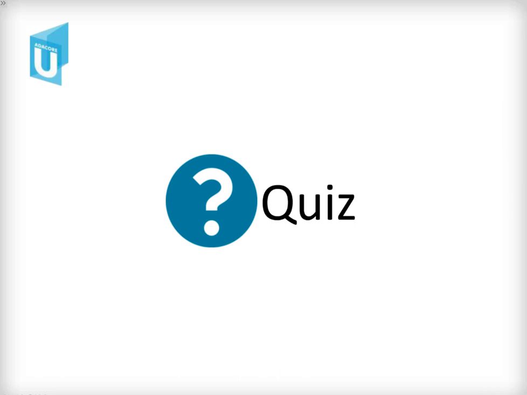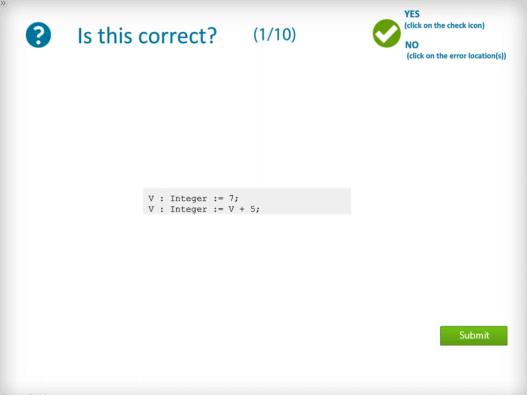Let's now verify your understanding with a quiz session. For this question and the next, if you think that there are no errors in the code, click on the green icon next to the yes. If you think that there are errors, click on the location of those errors in the code and then hit submit.